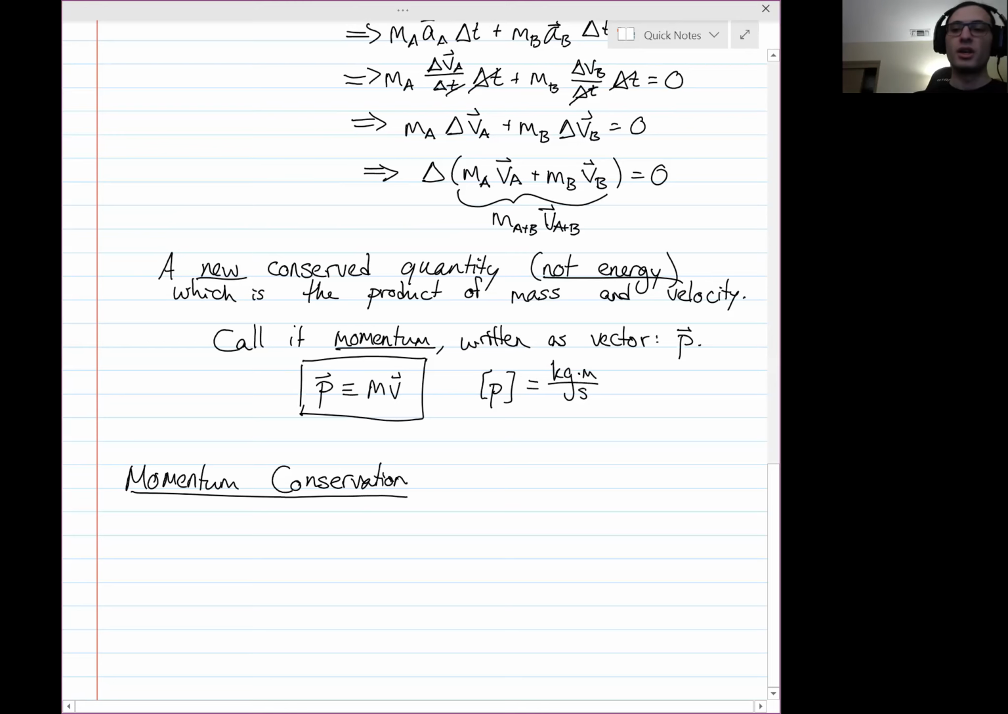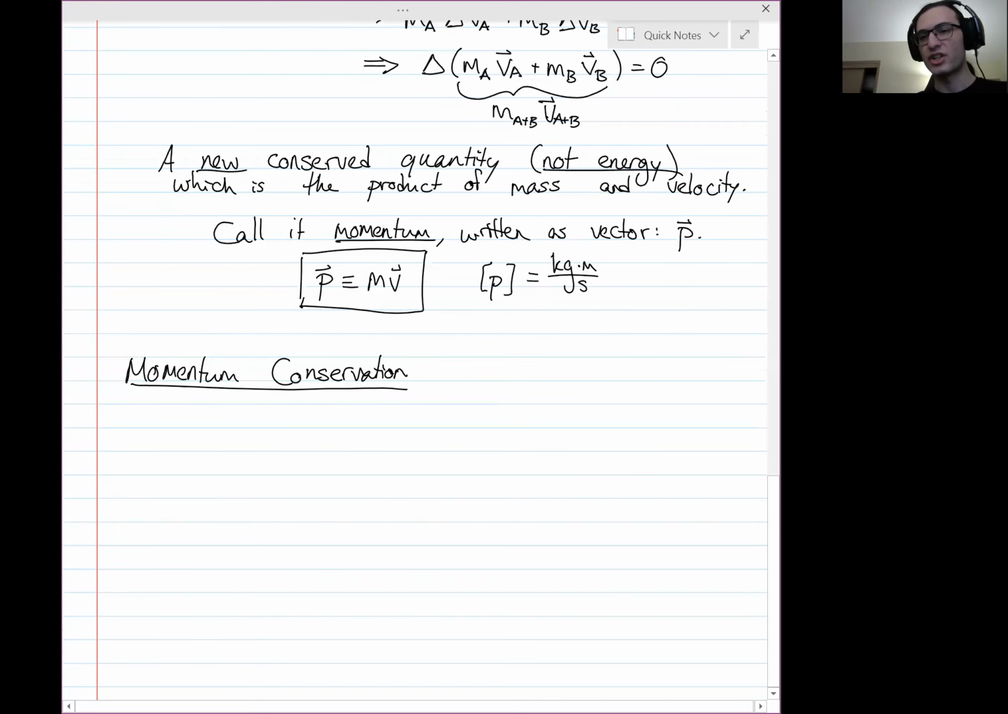So just like when we were talking about energy conservation, we talked about when energy is conserved, i.e. when there's no external work, we should probably answer the question: when is momentum conserved?